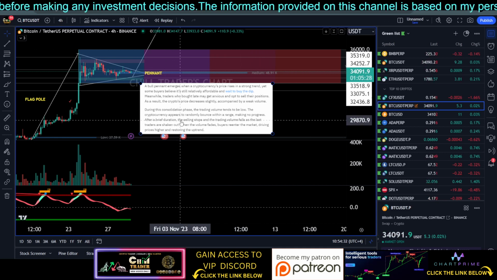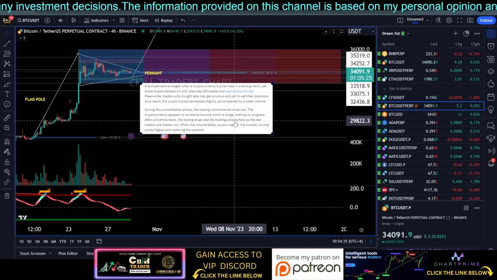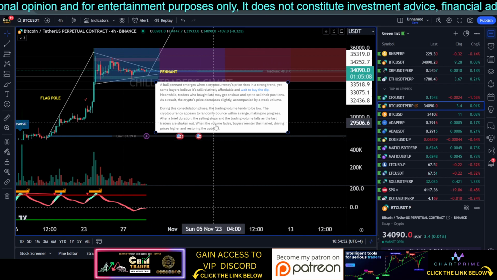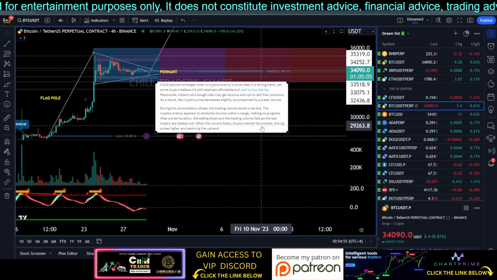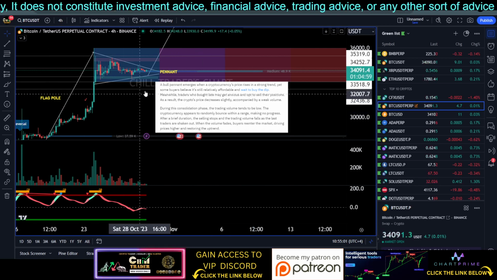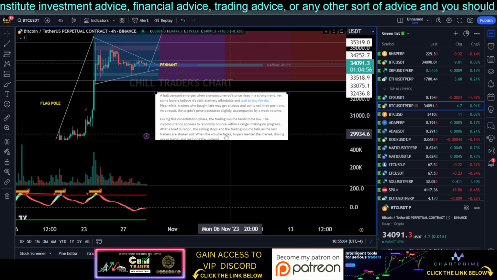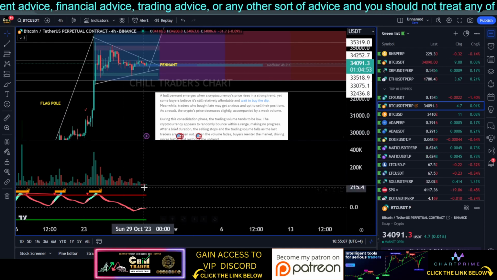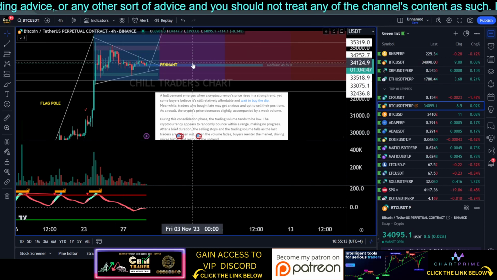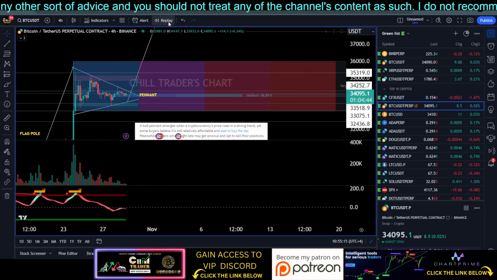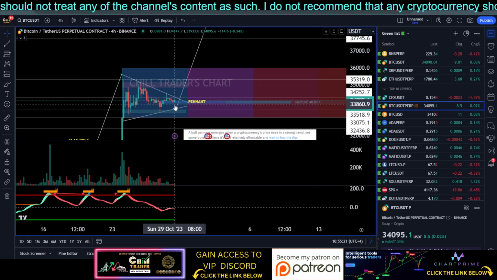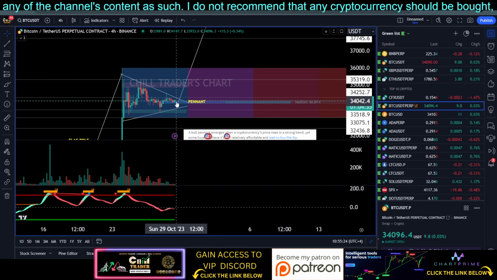After a brief duration, the selling stops and the trading volume falls as the last traders are shaken out. When the volume fades, buyers re-enter the market, driving the price higher, restoring the uptrend. So now this is the missing part here. The volume is getting very low here. The price has been consolidating inside this pennant, and this is the missing part here, the uptrend part. Now, where is the entry and exit if we are going to take a long position on this bull pennant pattern?